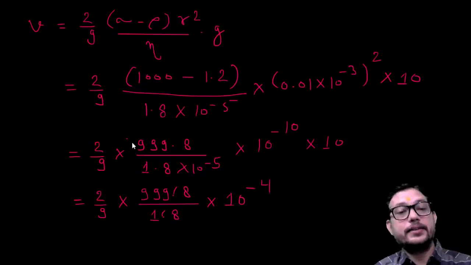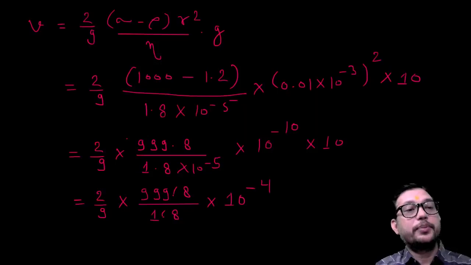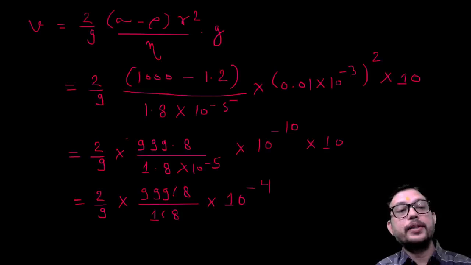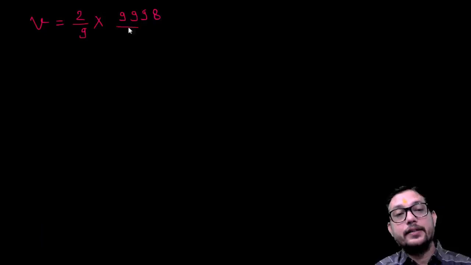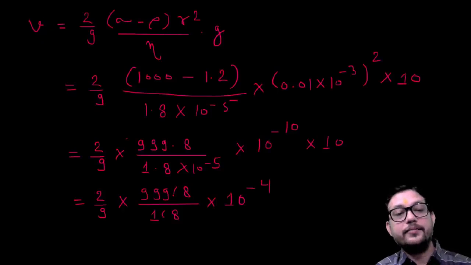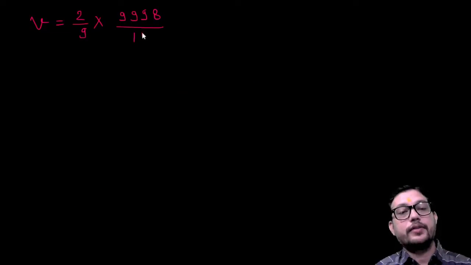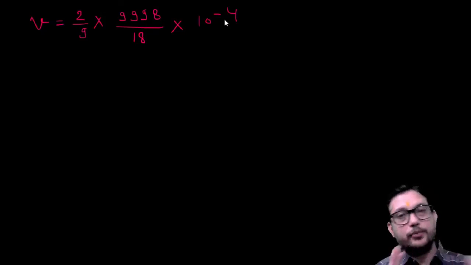Firstly we will copy here, take a new slide and copy the same: v equal to 2 by 9. So here v equals 2 by 9 times 9998 divided by 18 into 10 to the power minus 4. So this is the result. Up to here we have solved it.